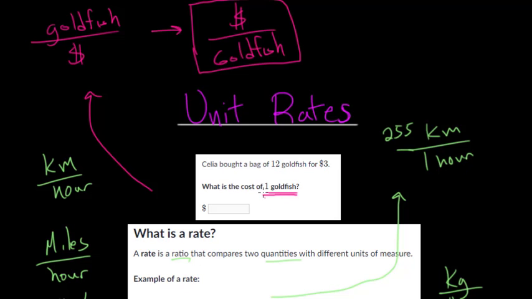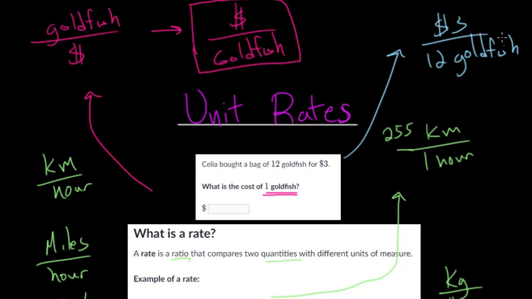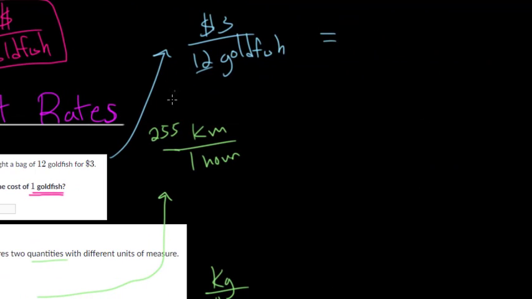So for this one, we have 12 goldfish for $3, but we want to put our money up top and our goldfish down below. So let me just change colors here. So we're going to do money up top, so $3 up top, and we'll put 12 goldfish down below. Now to get a unit rate where there's just one in the denominator, we have to actually carry out this division. So we have to do 3 divided by 12 effectively. And 3 divided by 12 is 0.25 or 1/4, but I'll do 0.25 because we're talking about dollars and cents here. So 25 cents for one goldfish.